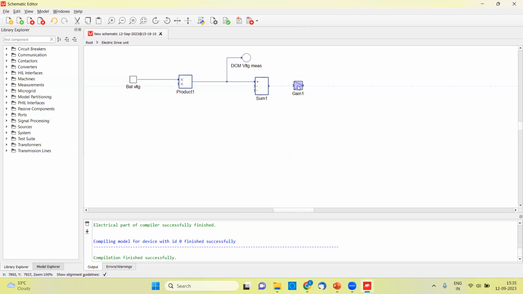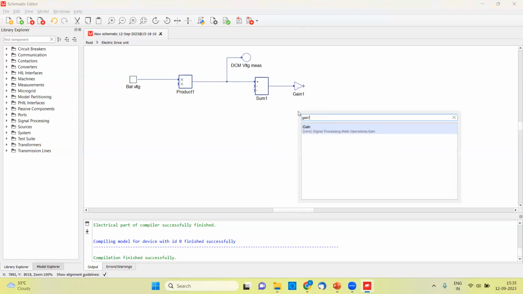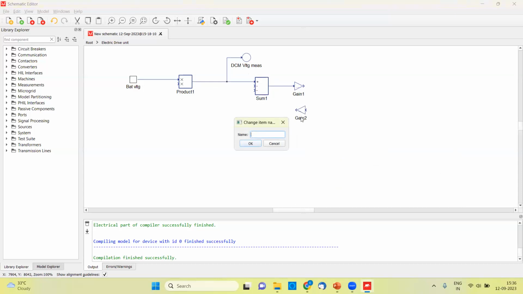So basically I'm connecting the output of this sum to the gain block. This is generating DC motor voltage. Now this sum block has 2 to 3 components that get added. And what are the components associated with it? First of all, I'm going to connect one more gain block over here, and I'm going to name it as resistance. This gain block, I'm going to rename and keep as inductance.